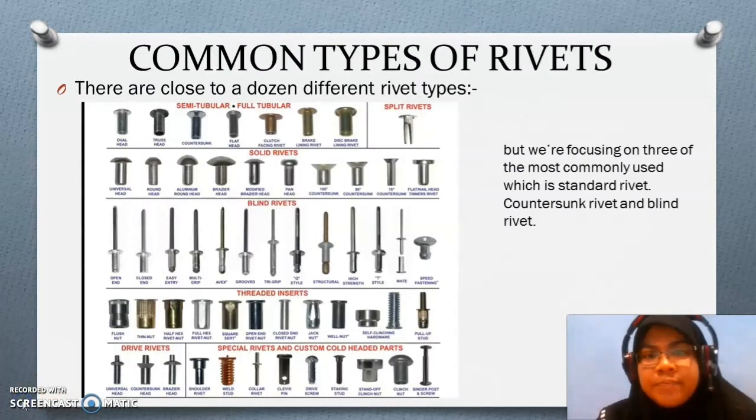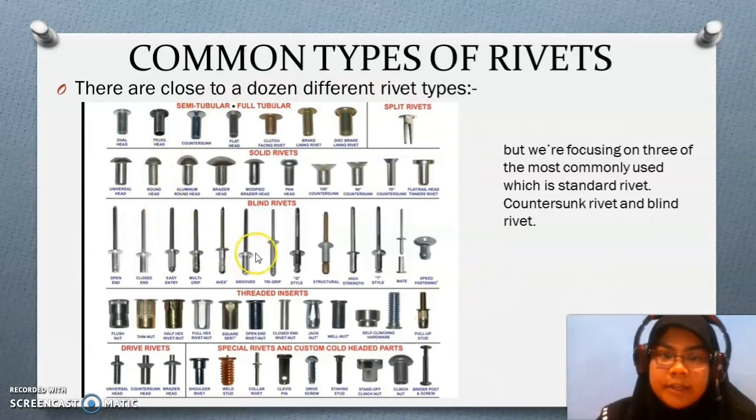Rivets have many variety types that differ in head shape, design, and material. But here we focus on the most commonly used rivets: the standard rivet, countersunk rivet, and blind rivet.